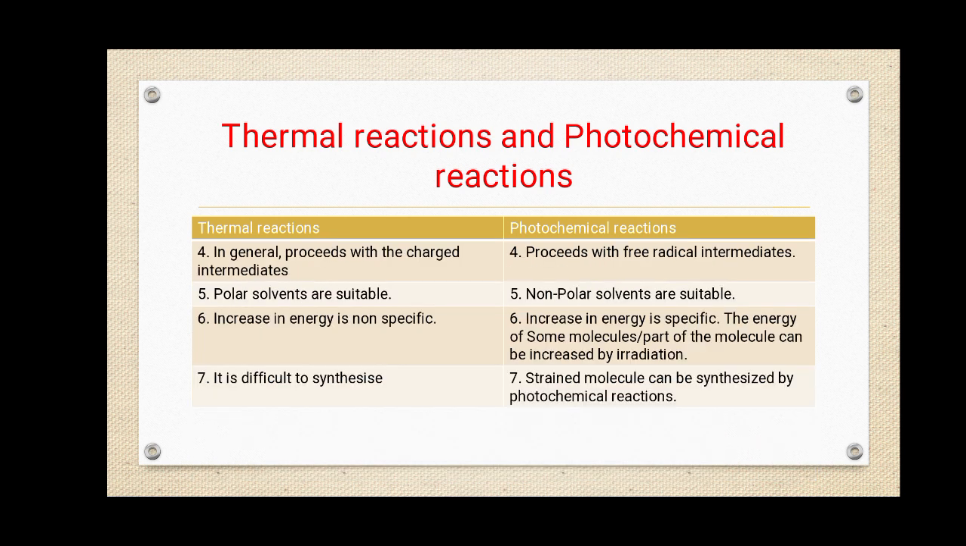Next point we could see in the thermal reaction. In general, thermal reactions proceed with charged intermediates. As we know, charged intermediates are cations and anions. When we look at the different steps involved in a reaction, we will see that first the charged intermediates are formed, and then the charged intermediates transform into the final products. This happens in the case of thermal reactions.